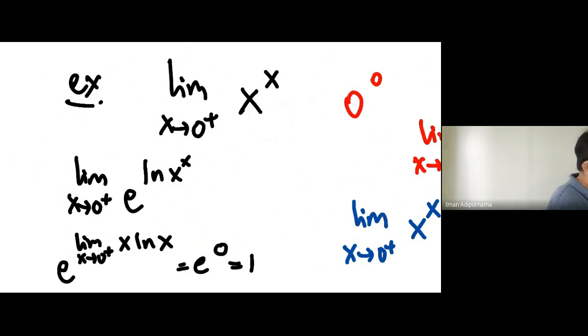Okay. Also, if you notice, we have 0 power 0, and then infinite power 0, and then 1 power infinite. We don't have 0 with power of infinity. Okay? That will be some exception. I will explain next Thursday.